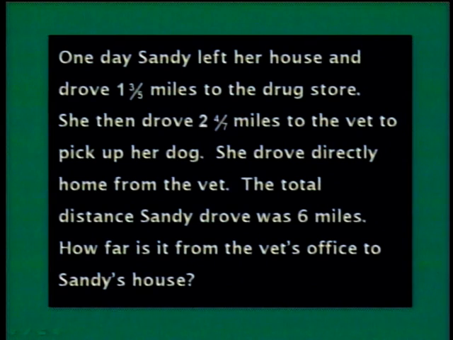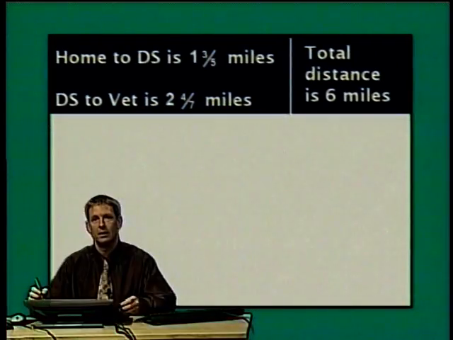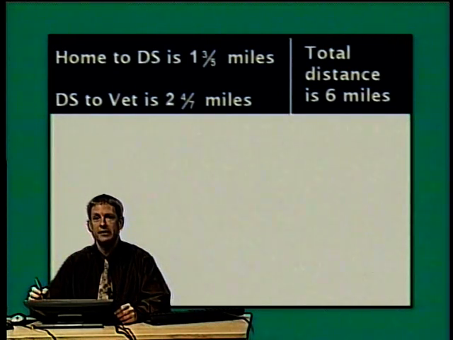Let's pick out the key information from this problem and summarize it so that we have a good working frame to develop our answer. We're told that the distance from Sandy's home to the drugstore is 1 3/5 miles, and that the distance from the drugstore to the vet is 2 4/7 miles. The other number that we were given in the problem is that the total distance that Sandy drove is 6 miles. And what we're trying to figure out is how far was it from the vet back to Sandy's house.